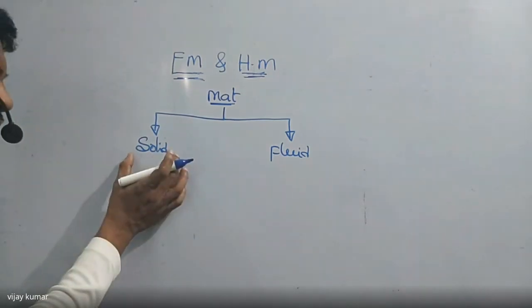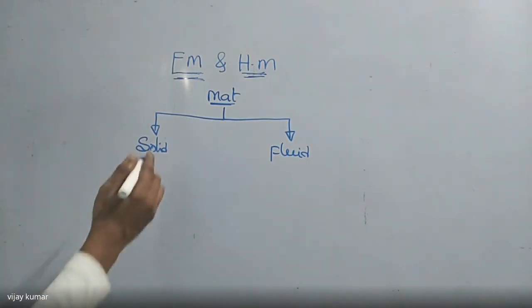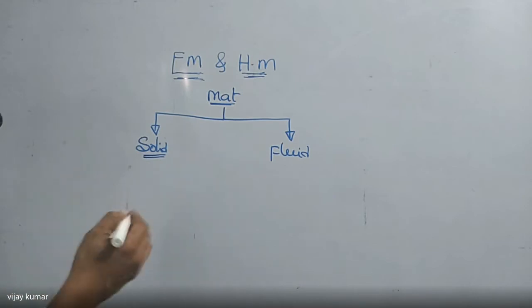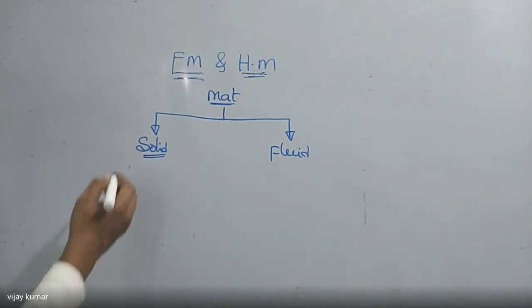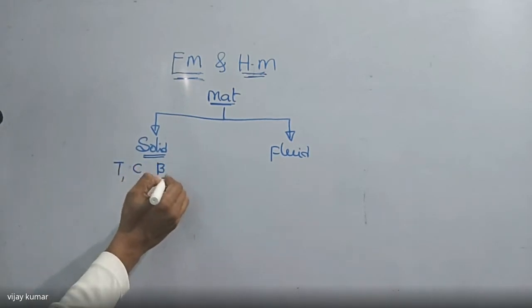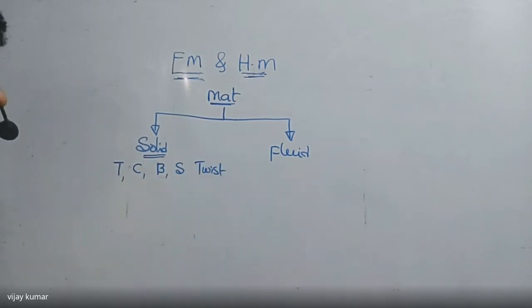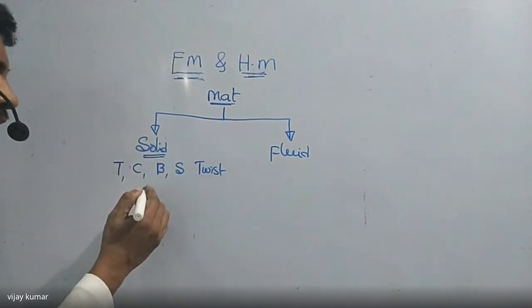Now, in case of solids, we are having different types of materials. That is elastic material, plastic material, and rigid material. But in most cases we are using elastic material. Why? Because it follows Hooke's law. So, in case of solids, we are going to apply different types of forces, that is tensile force, compressive force, bending force, shear force, and twisting force. So these are the different types of forces I can apply on a solid material.